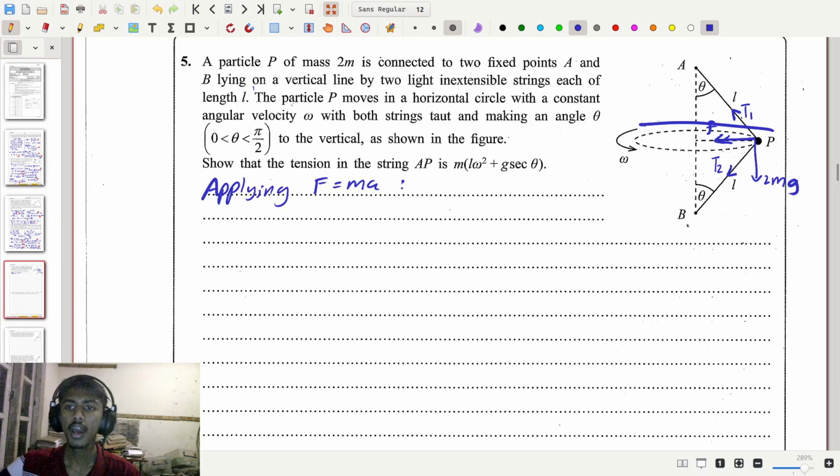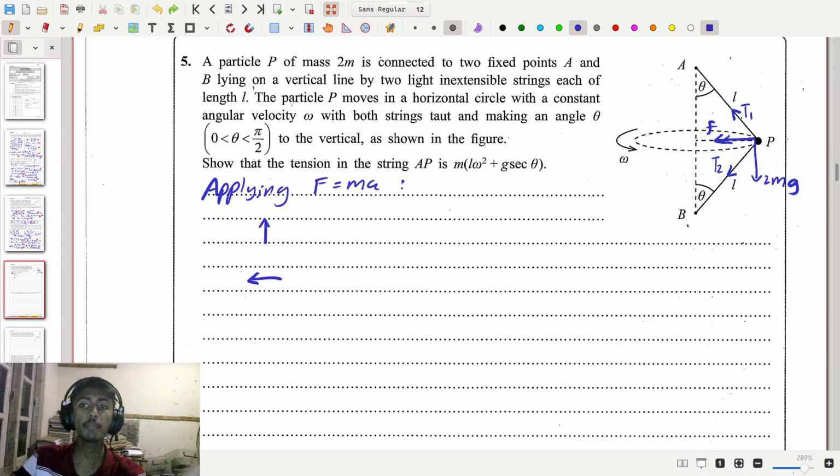So in my case, I'm going to apply upward and inward. You can of course write downward and leftward or something like that, or rightward, but you just need two perpendicular directions in this situation in order to find the values of T1 and T2. So in my case, I'm going to apply F equals ma vertically upward, and I'm also going to apply F equals ma in the direction towards the center of the rotation of the particle P.